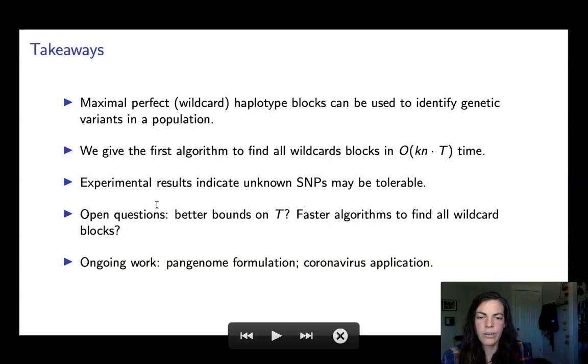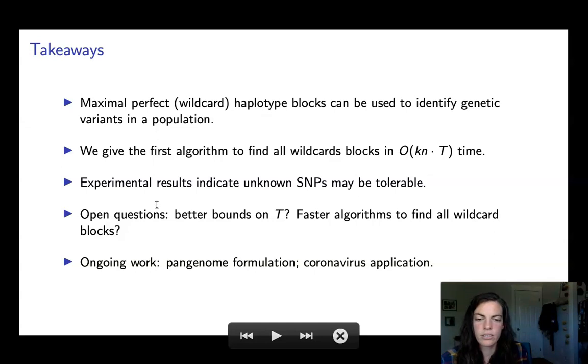We also saw experimentally that for larger blocks, the distribution of blocks remains mostly the same as we increase the number of wildcard SNPs, suggesting that having unknown SNP values may be workable even when we are interested in computing selection coefficients.